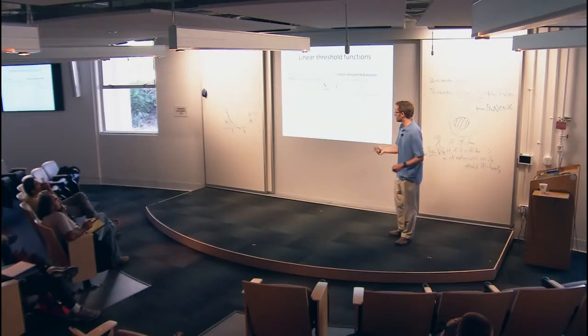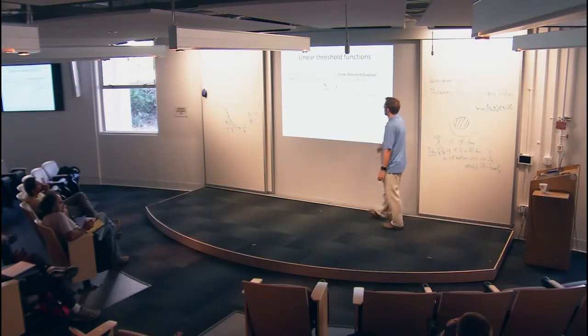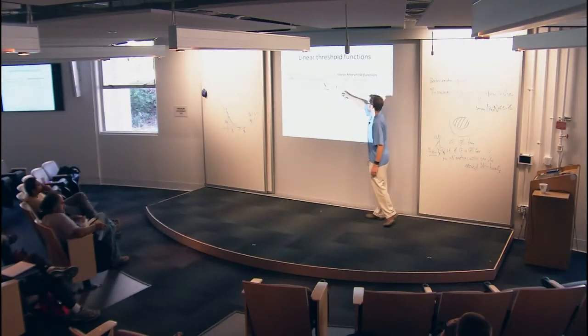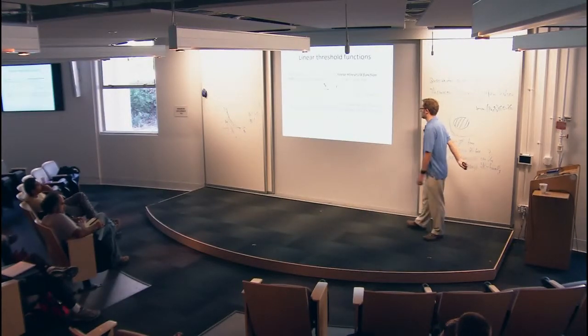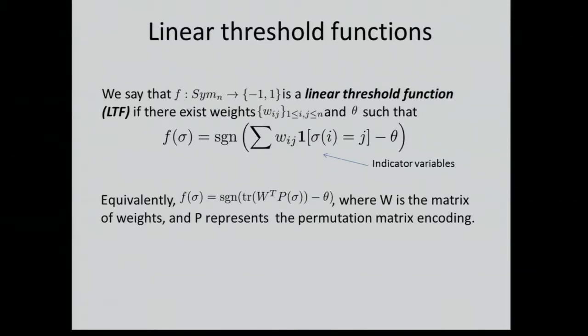over the vectors that correspond to partitions. You can also do it this way, thinking about that it's the sign of the weighted sum of indicators of these events with some threshold. You can also do it by putting the weights into a matrix and then just directly using the permutation matrix. These are all exactly the same thing. So if you understand one, that's great.